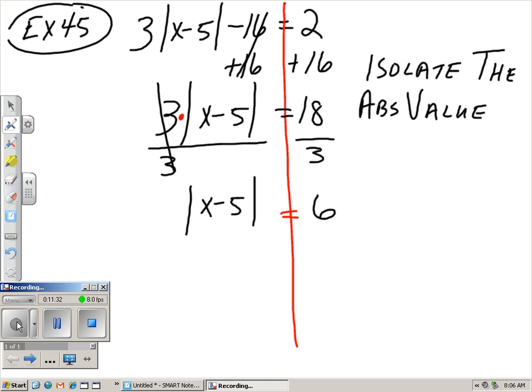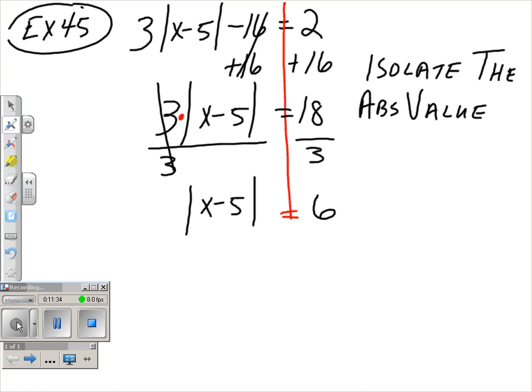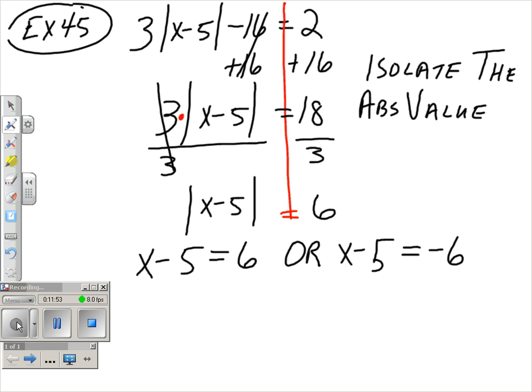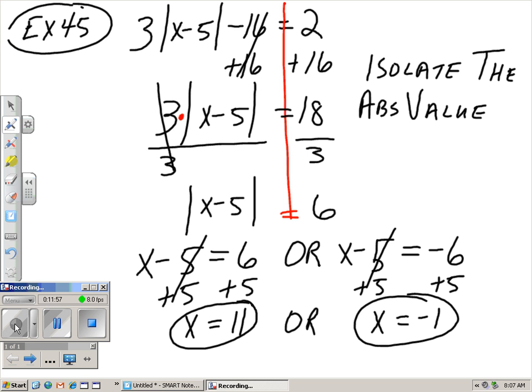And at this point, when you get the absolute value isolated, you split into your two conditions. X minus 5 could be 6, just as it's written. You just take the brackets off. Or x minus 5 could be equal to the opposite of 6, negative 6. And we solve both of these. You guys go ahead and solve both of these and pause. Alright, and we end up with x equals 11 or x equals negative 1.